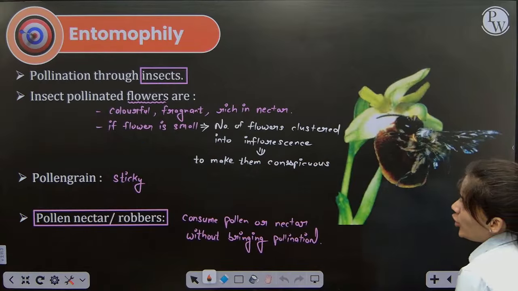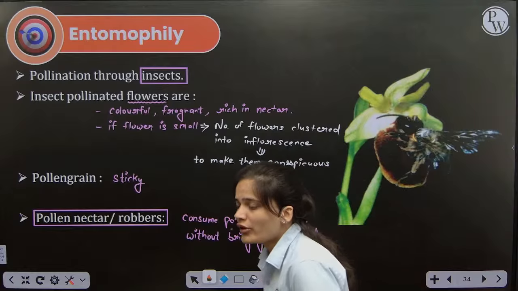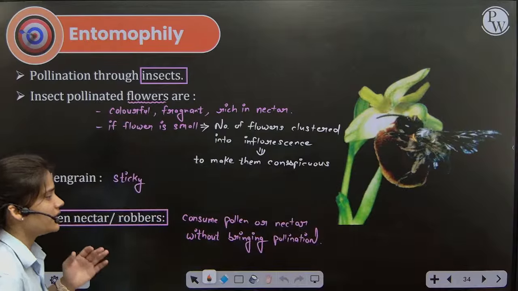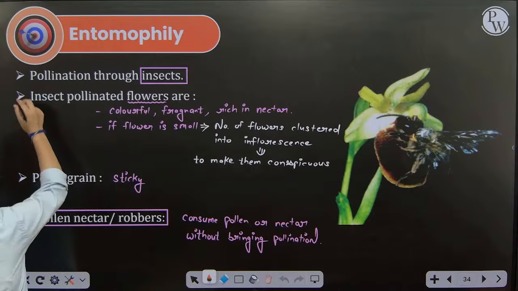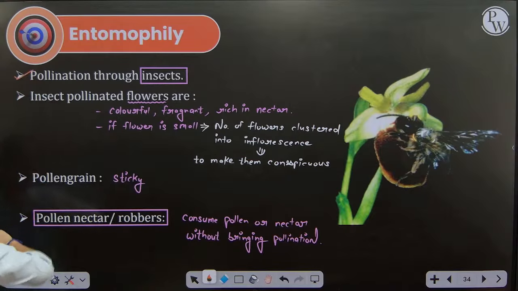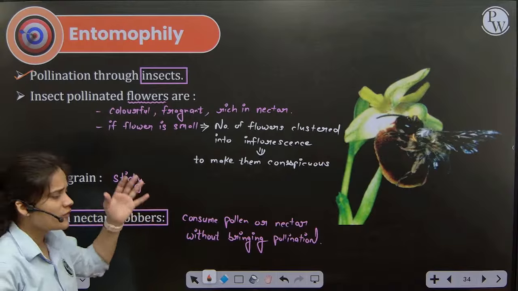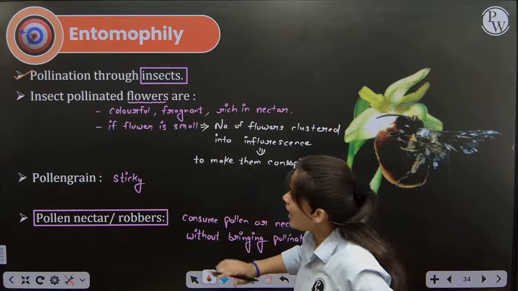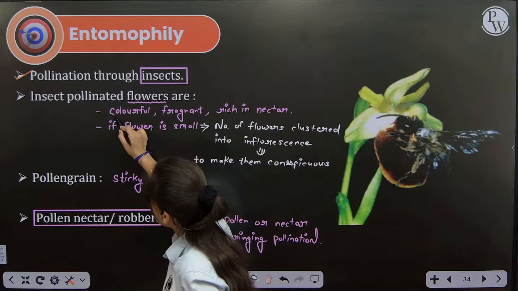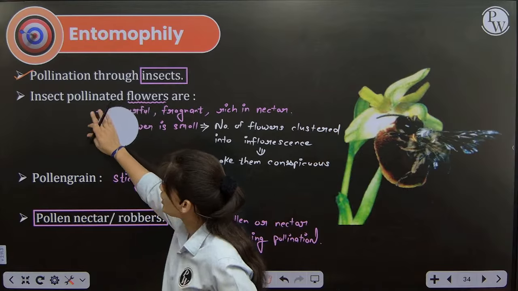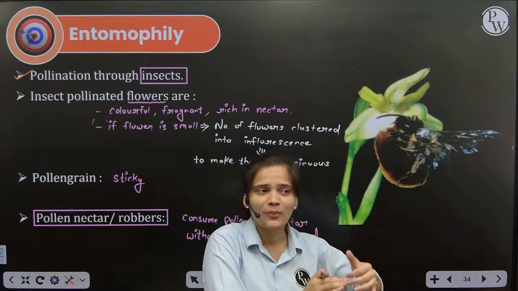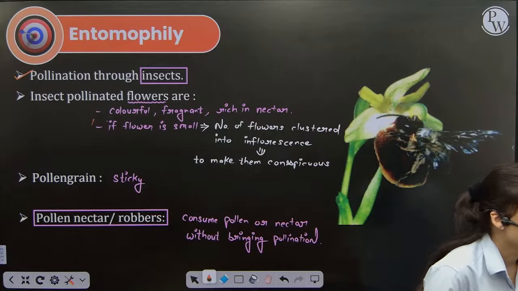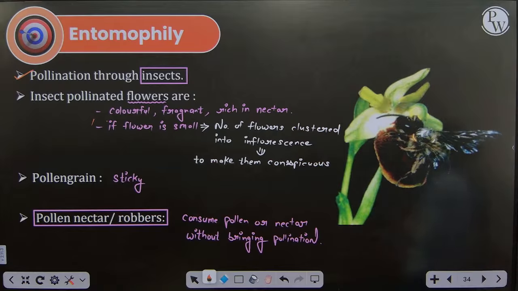Next is entomophily. What is entomophily? When pollination is done with the help of insects, then that condition is known as entomophily. What are the specialties of those plants which are pollinated by insects? In these plants or flowers, they should be colorful. Why should they be colorful? In order to attract the pollinating agent or insect towards itself so that pollination can take place.